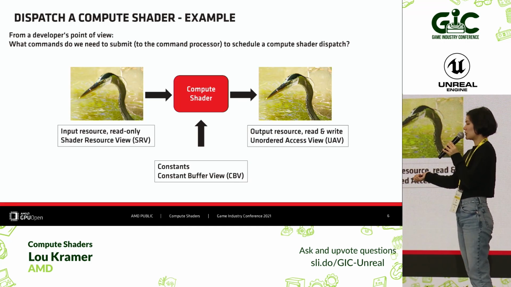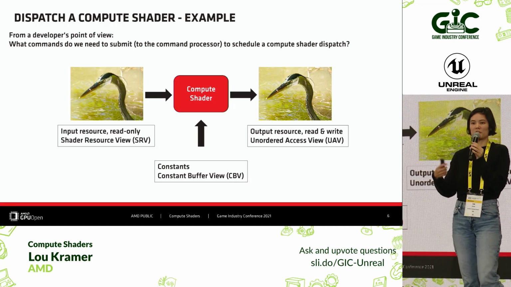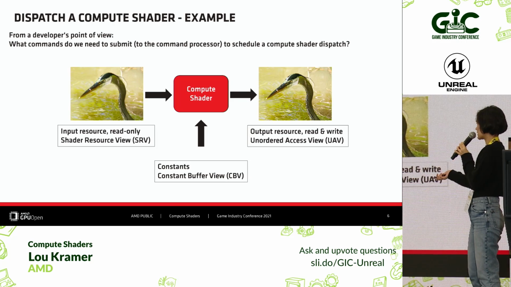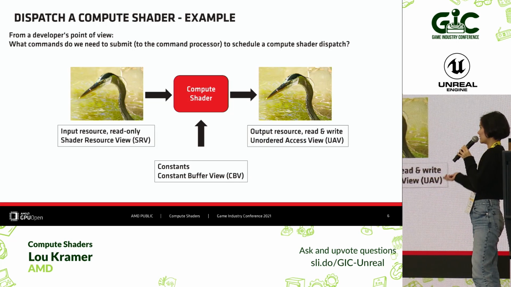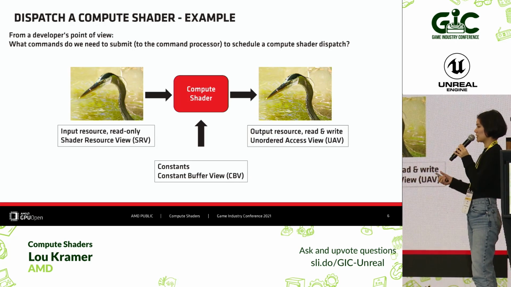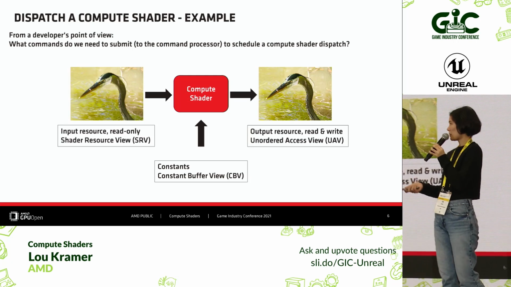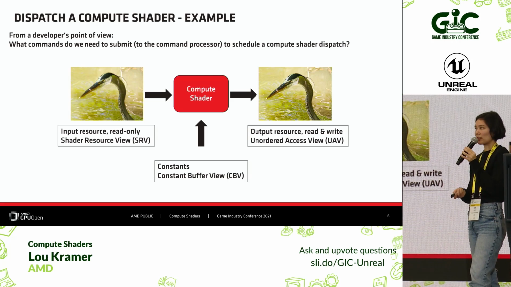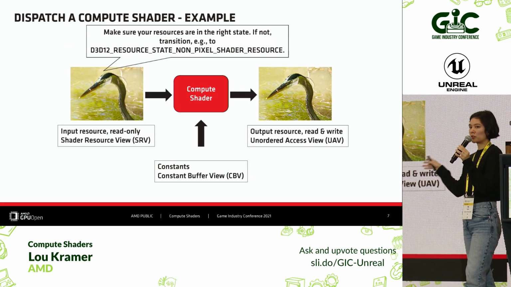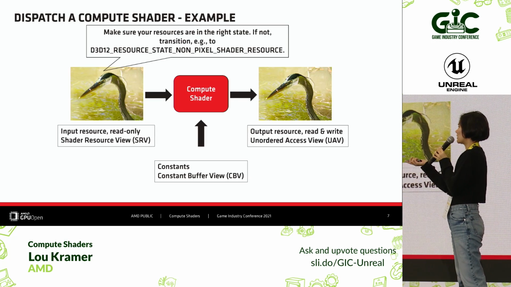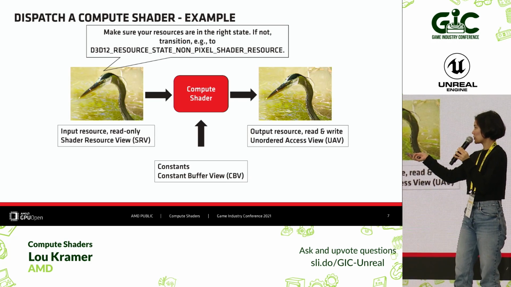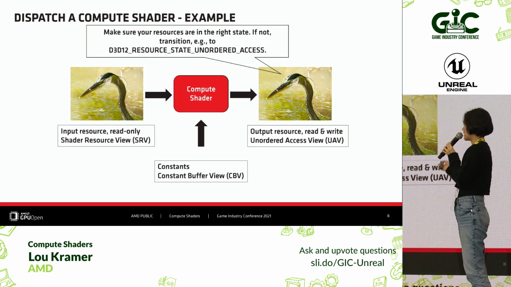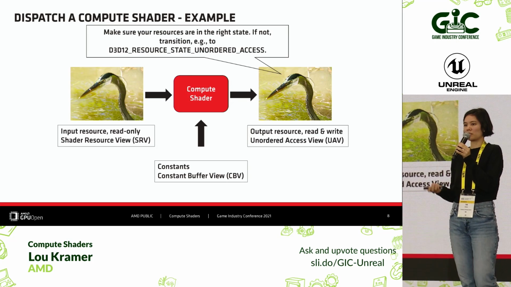Then if you want, we can also provide some constants, maybe per frame data, or whatever, and then we need some sort of output. So in this case, it's a writable texture, and since it's a sharpener, the output will contain the more sharpened texture. So first, before you can submit the compute shader, you need to make sure that your resources are in the right state. So our input resource needs to be in the shader resource view, so non-pixel shader resource state, and the output shader needs to be in the unordered access state, so that means that it's writable.